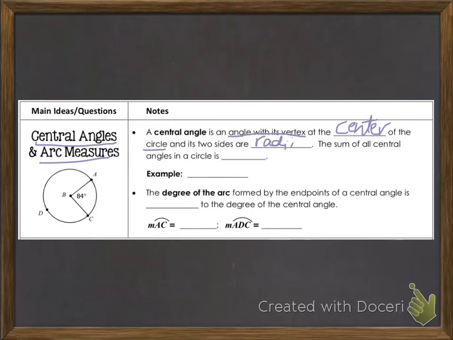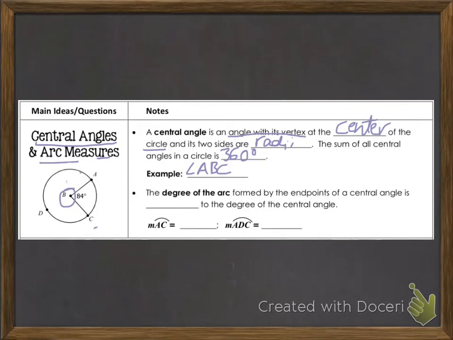The sum of all central angles in a circle, they're all going to add up to 360 degrees. Okay? So, for example, we have in our picture over here, a central angle would be angle ABC. And the B does have to go in the middle since the B is our center. It's where the vertex is. So that's why the B goes in the middle.